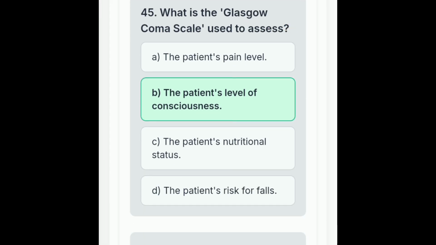45. What is the Glasgow Coma Scale used to assess? Option A, the patient's pain level. Option B, the patient's level of consciousness. Option C, the patient's nutritional status. Option D, the patient's risk for falls. So B is the correct.